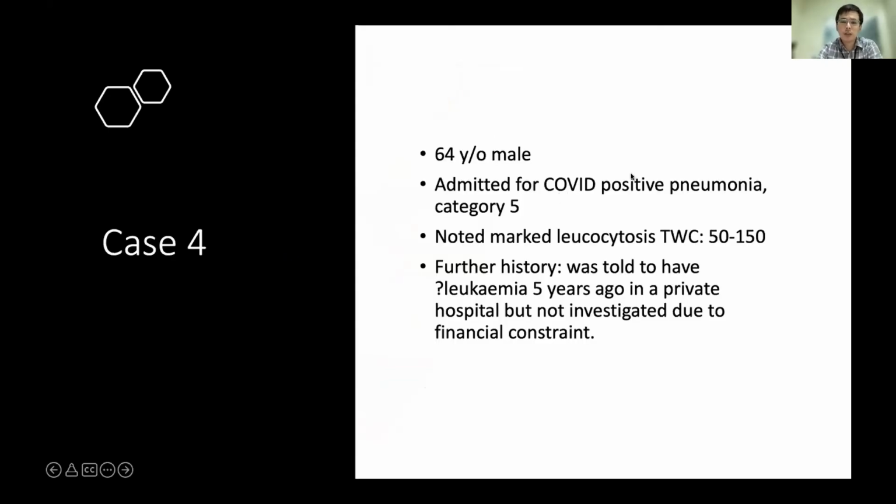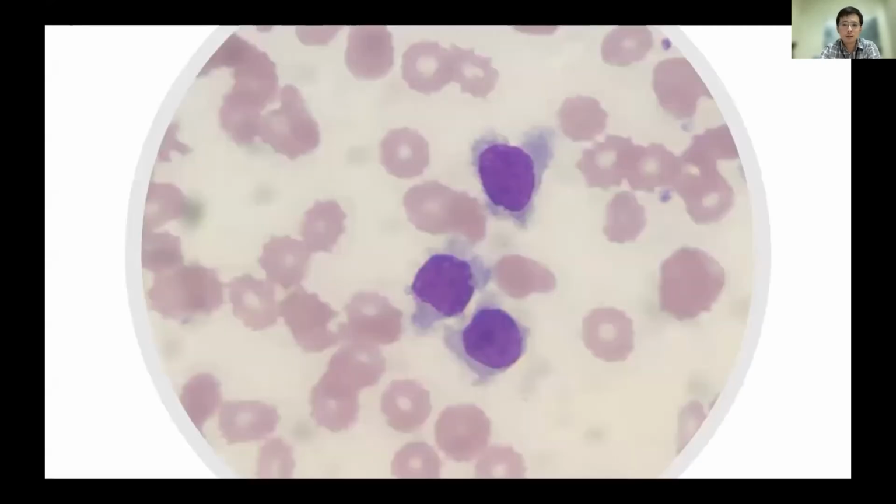Case number 4 is a 64-year-old gentleman. He was admitted with a COVID positive pneumonia category 5, required intubation and ICU admission. He is noted to have marked leukocytosis to hyperleukocytosis, the total white range from 50 to 150. Further history, the patient was told to have a leukemia lymphoma 5 years ago in a private hospital, but never investigated due to financial constraint.